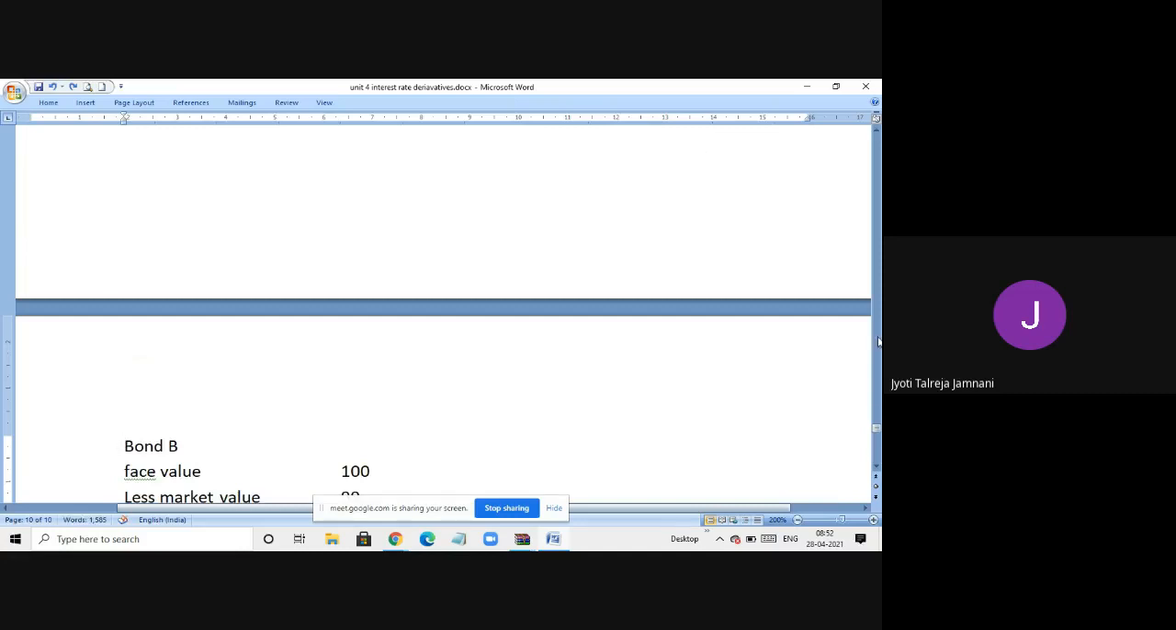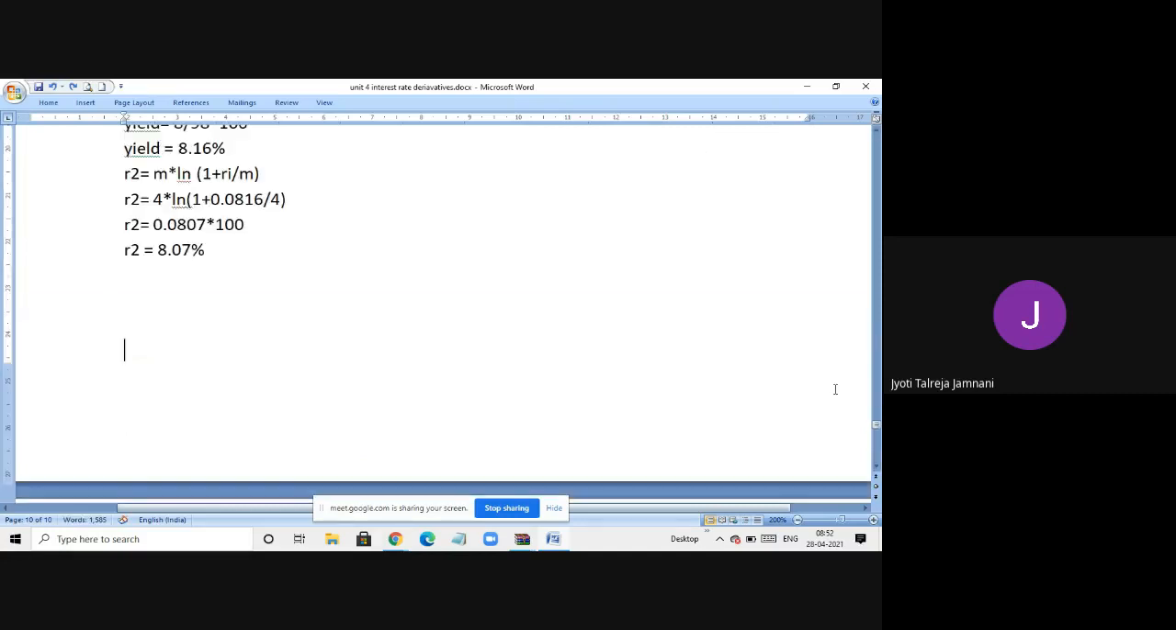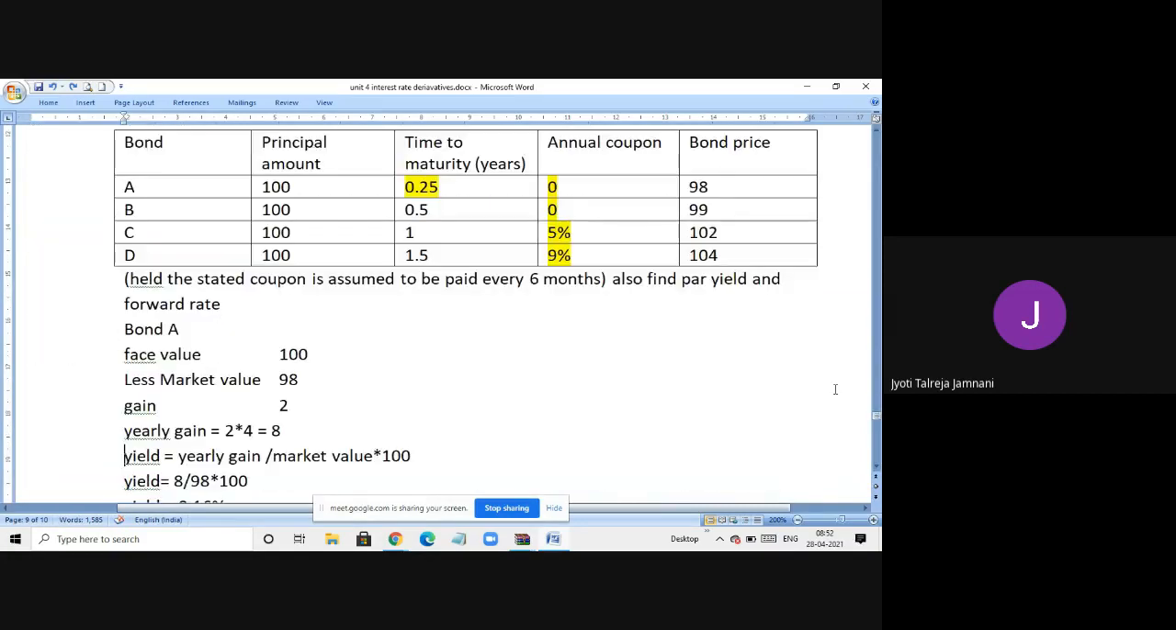Now let's do it for bond C. Let's see how it works for bond C. Bond C has a coupon, that is an interest rate of 5%. So we cannot do it the way we did for zero coupon bonds. Now we have to use that equation, bond price is equal to present value of cash flows. So let's start doing it. First we'll write down what all is given.